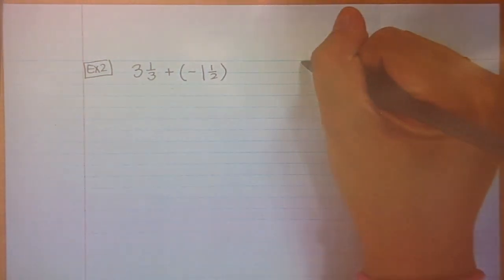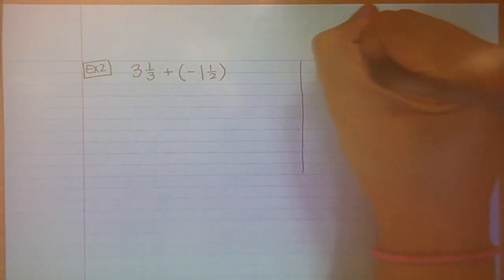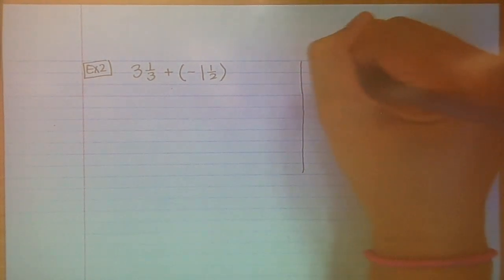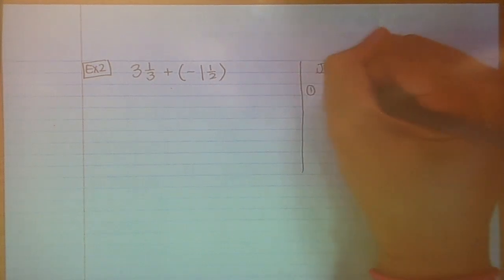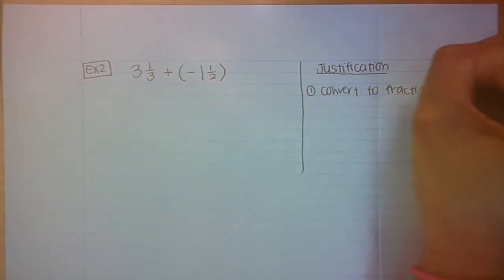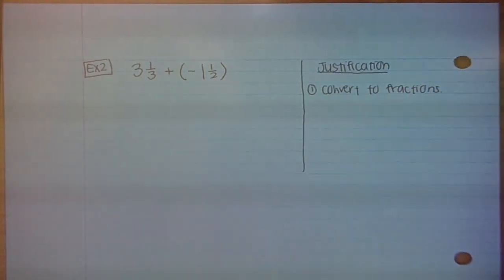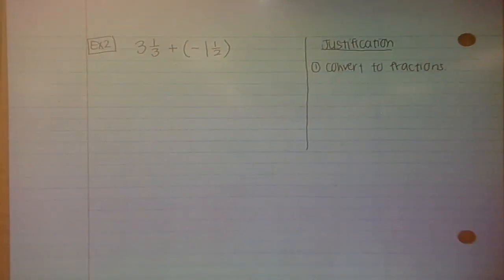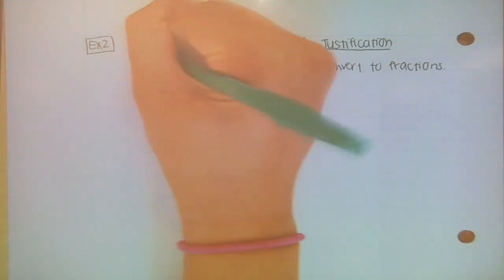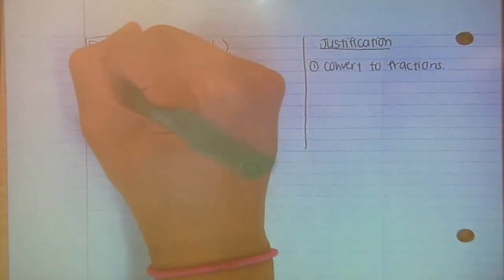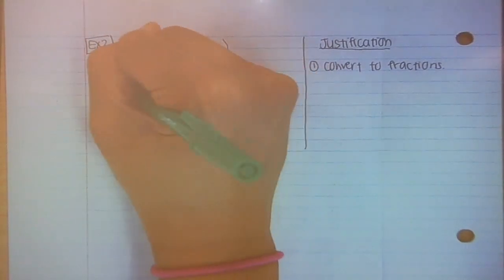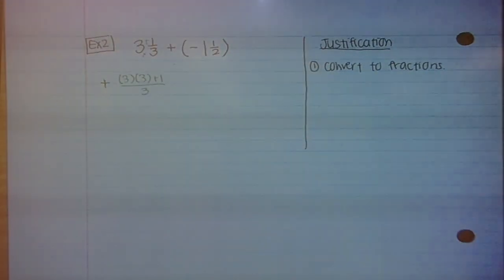Okay, let's try and see if you got the right answer. Hopefully you were able to finish. So we have a justification column. The first step is to convert to fractions. So to convert to fractions, I'm going to multiply by the denominator, add the numerator. So I have a positive number. This is 3 times 3 plus 1, and the denominator stays the same.